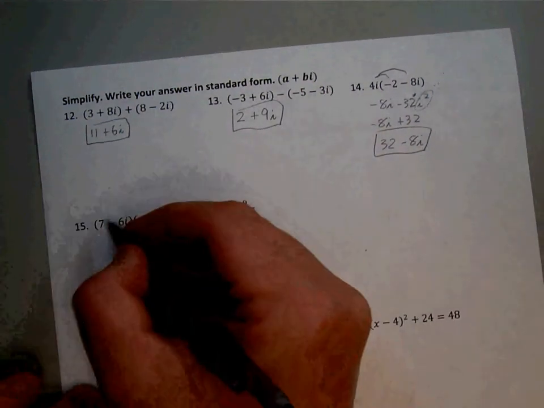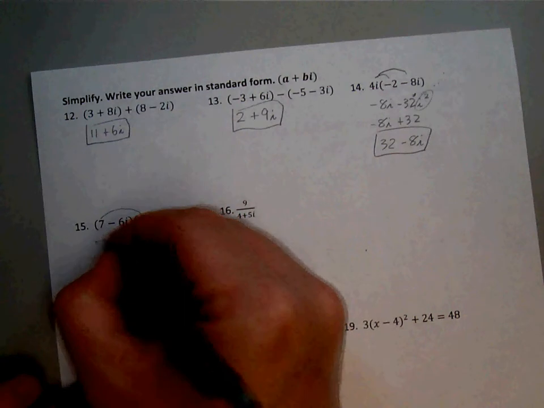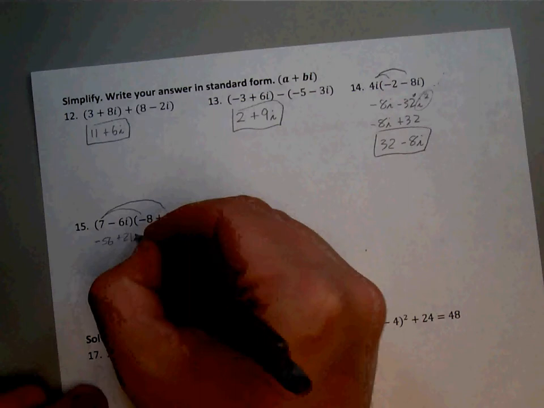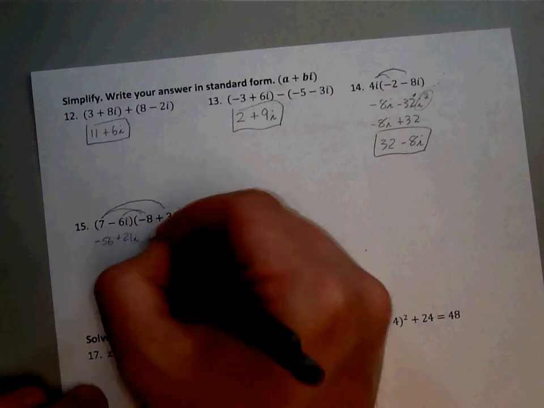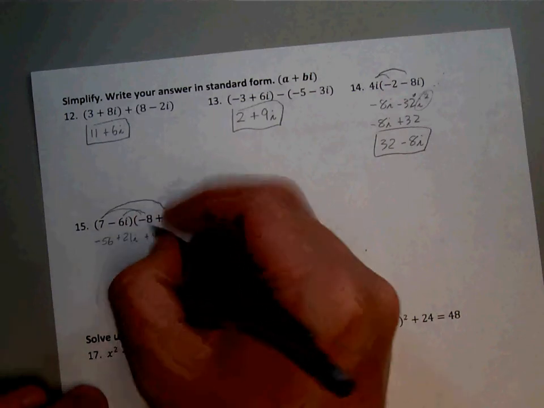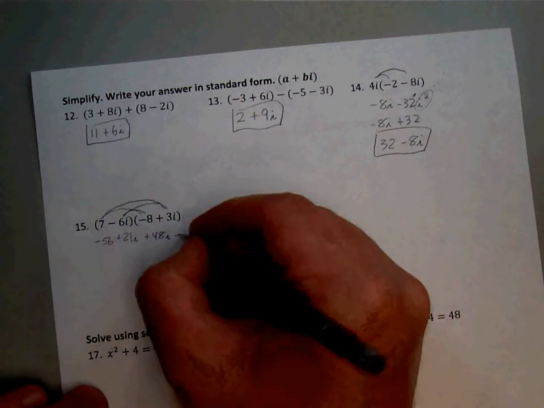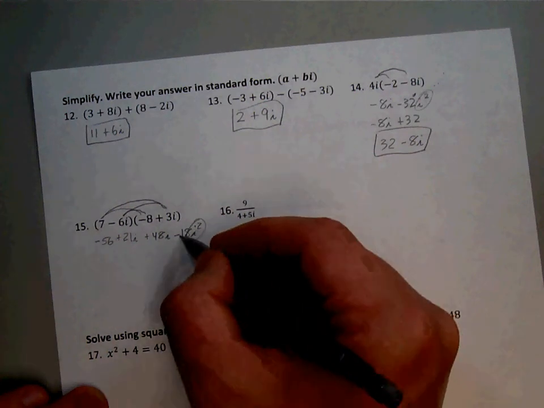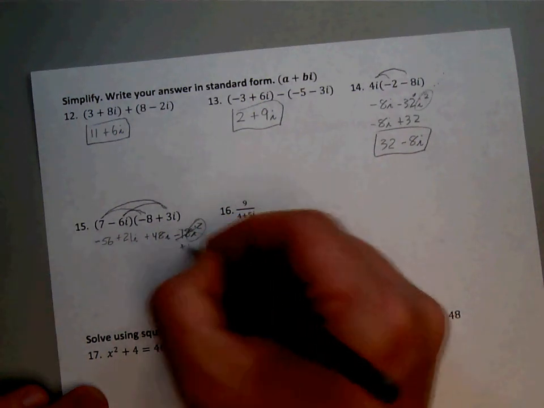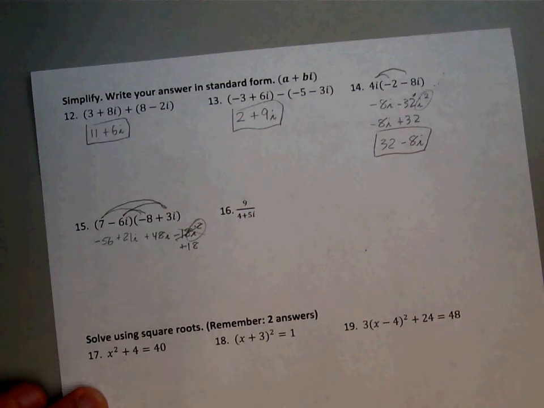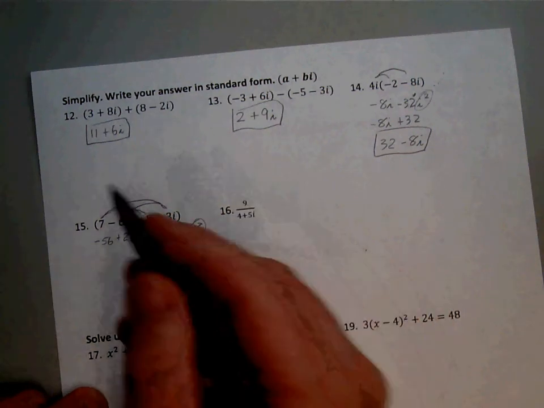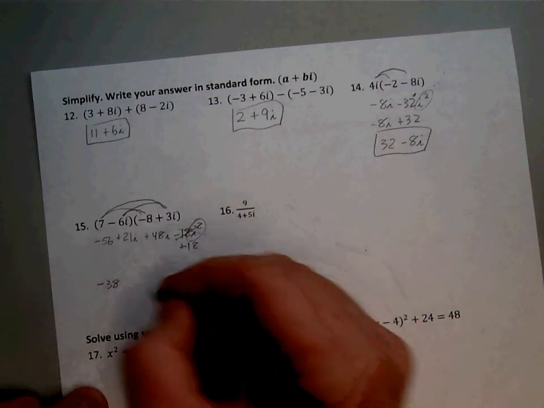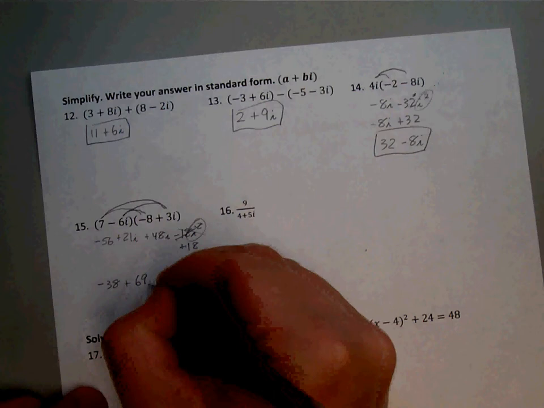Number 15, I have to FOIL. Negative 56 plus 21i plus 48i minus 18i squared. Up there, i squared is a negative 1, so negative 18 times negative 1 will really be like a positive 18. So negative 56 plus 18 is going to be negative 38. 21i and 48i is going to be 69i.